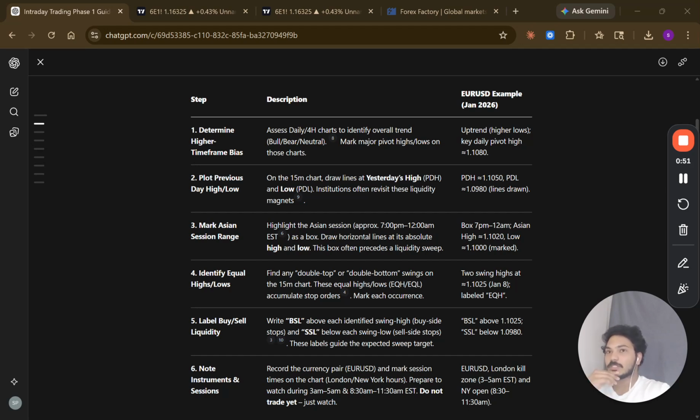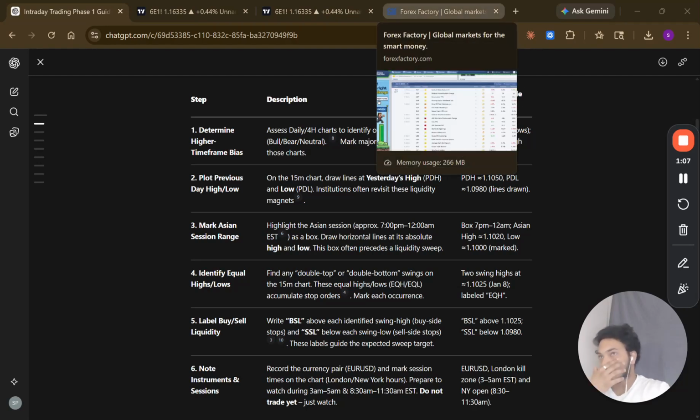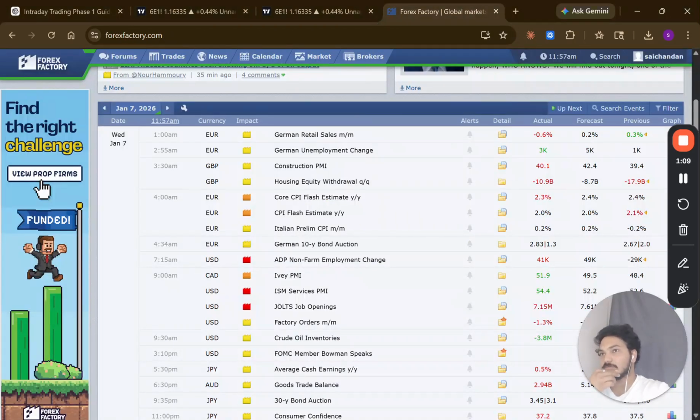The primary objective is not about the execution. We only focus on liquidity mapping and behavior observation. So first things first, let's check if there was any high impact news on January 7th.